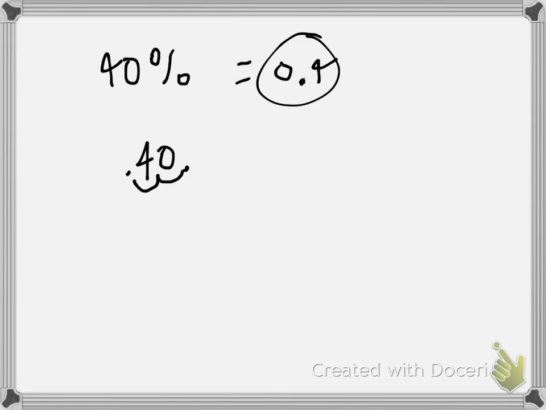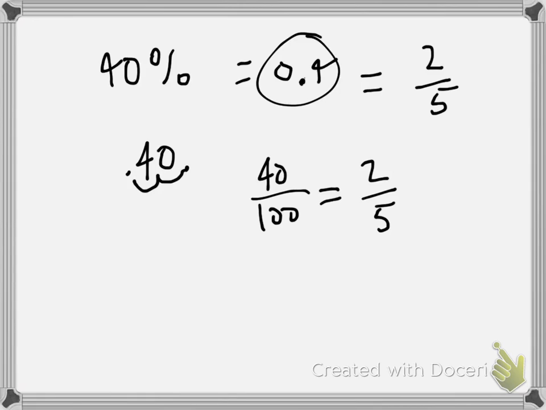Okay, so to change it into a fraction, what we're going to do is remember the word percent means per 100. So if we want to change it into a fraction, we're just going to put it over 100, and then we're going to reduce that fraction down to lowest terms. So top and bottom here are both divisible by 20. So 40 divided by 20 is 2. 100 divided by 20 is 5. So 2/5 is how we're going to write that as a fraction. So again, we're going to take our percent, put it over 100, and reduce to lowest terms is our strategy there.